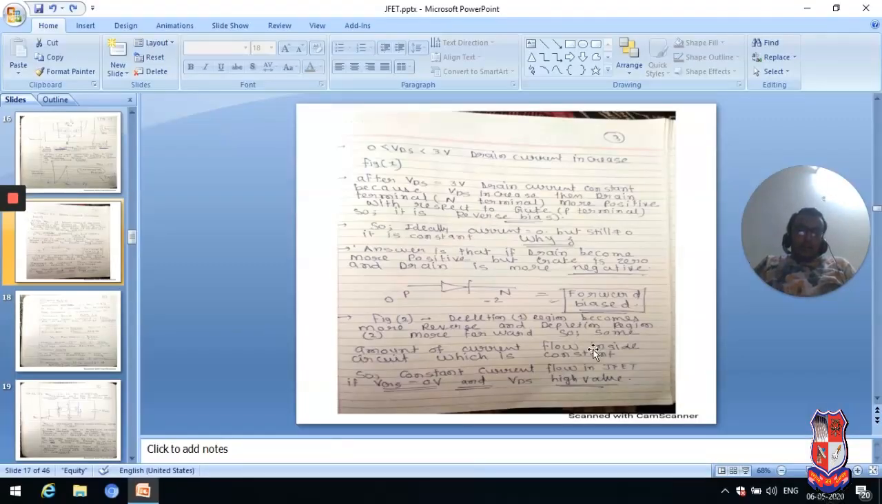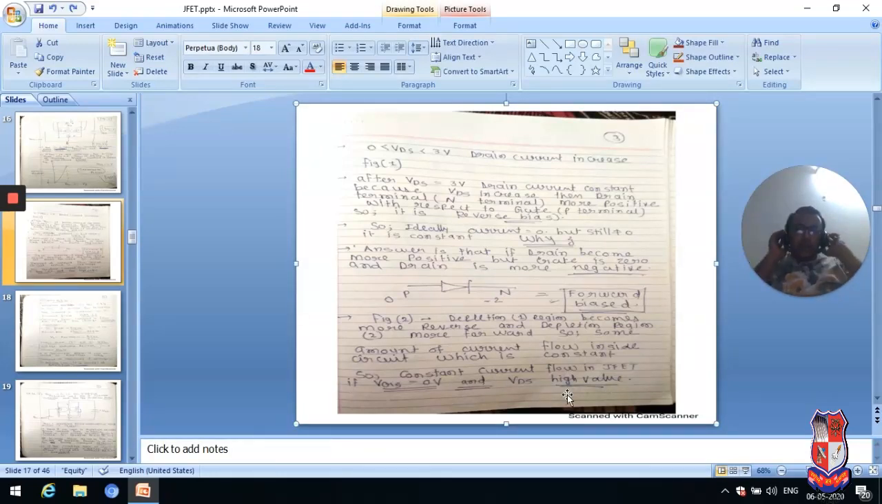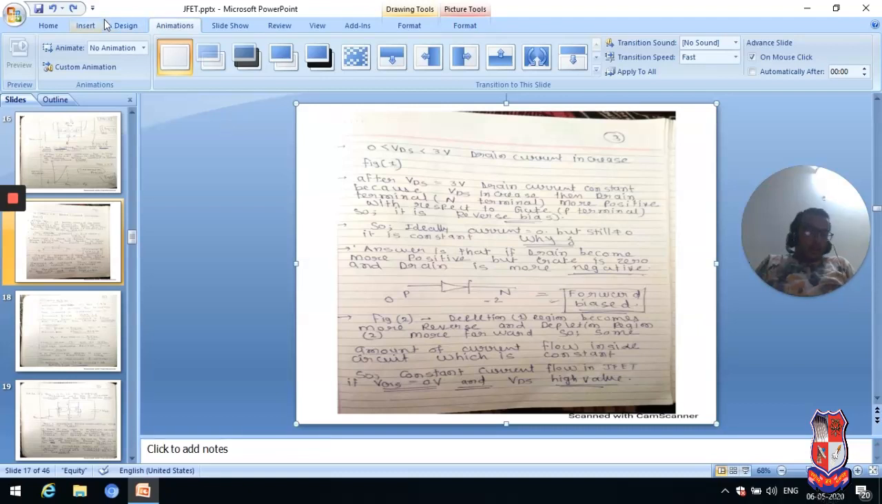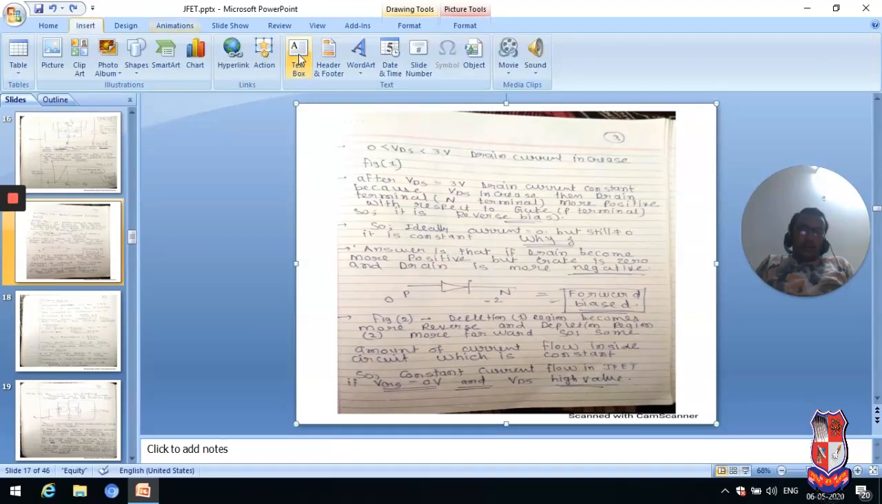It is the concluding part, most important. See the position of my cursor. It is the golden statement regarding the JFET. Please try to highlight this. This is the golden statement regarding the JFET: constant current flows in the JFET if VGS equal to 0 volt and VDS equal to high voltage; at that time constant current can flow in the entire circuit.